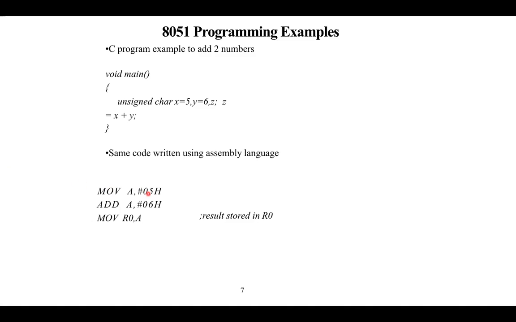Where the first line, MOV A, #05H, indicates A is equal to 05 hexadecimal. Then A with 06H is added, therefore A is equal to 05H plus 06H. Now the result will be stored in the accumulator A, and when MOV R0, A, then the accumulator result will be stored in the register R0.